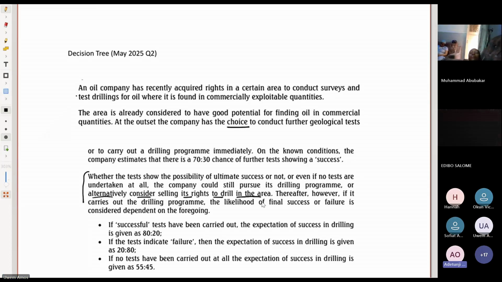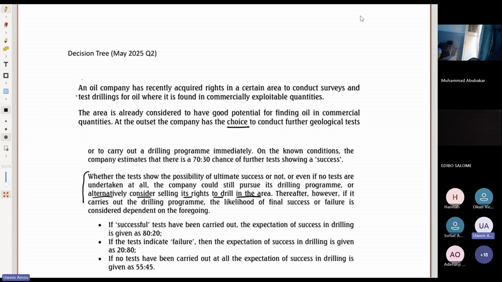Go ahead. Okay, I think the first choice is whether to conduct a further geological test. The second one is to carry out a drilling program immediately, without the test. And the third one is to consider selling its right to drill in the area. Thank you very much. So those are the choices the company has to make.